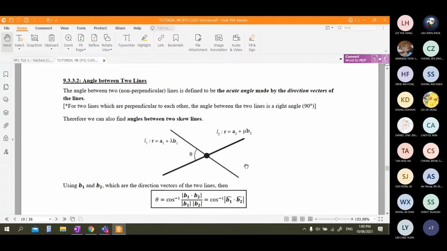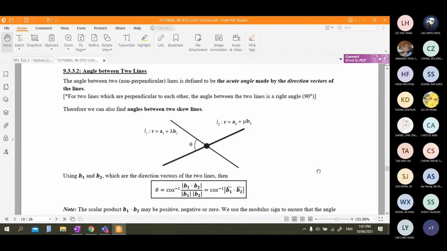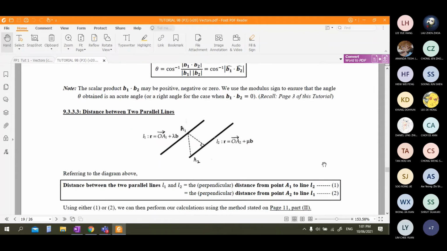Okay, so that's what we covered yesterday for the angle between two lines. And next, we also covered the distance between two parallel lines. Here, of course, we are talking about two separate parallel lines, not coincident lines. So when we have a pair of separate parallel lines, the distance between the two lines will be a constant value, and there are some questions that might ask you to find the distance between the two parallel lines.